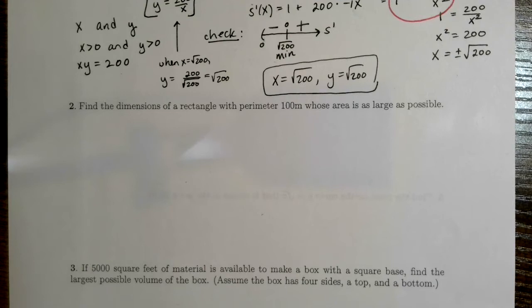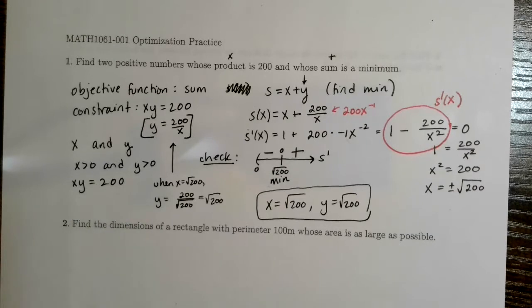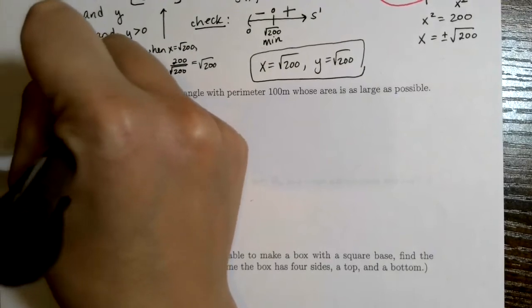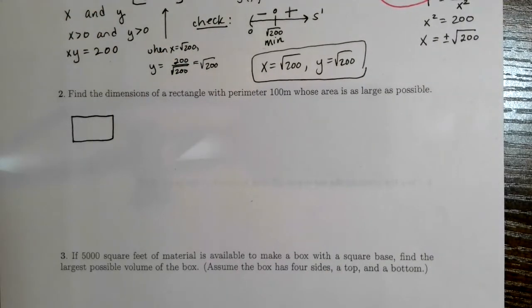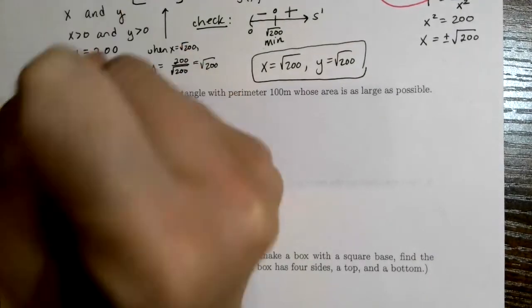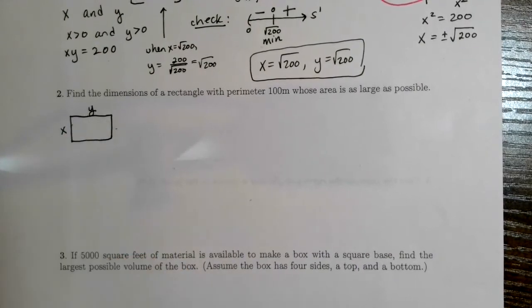Okay, so our first step is usually to draw a picture. In number 1, there was no picture. We just kind of labeled our variables, but this one's talking about a rectangle. So I'm going to draw a rectangle. Find the dimensions of the rectangle. So I'm going to label the rectangle's dimensions. This side would also be X. This side is another Y. So X and Y are all I need.